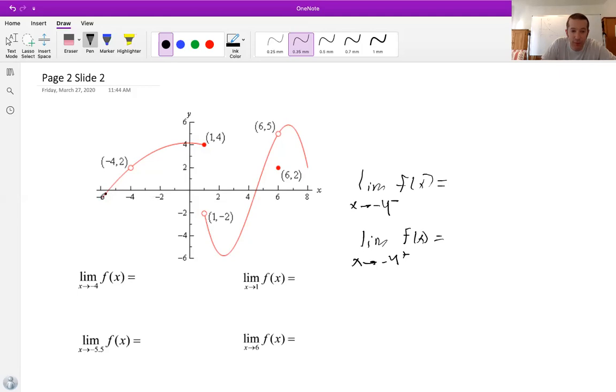So I trace the function. As x approaches -4 from the left, the y value of that function is approaching 2. So that's this limit here. The limit as x approaches -4 from the left equals 2. Then I'm going to do the same thing for this one. The limit as x approaches -4 from the right of f of x. So I start to the right of -4, and I approach on the graph. I trace the graph as x approaches -4 from the right, and I get that it's approaching 2 also.